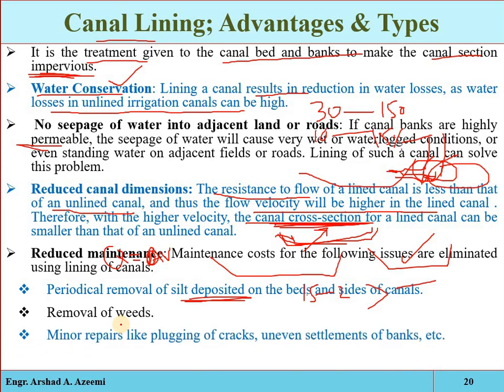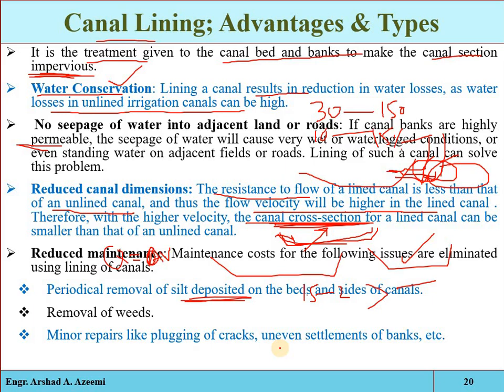More repair, like plugging up cracks and uneven settlement of banks, which are more occurrable. We can say that damages in the unlined canal will also be avoided. So these are just the different advantages if you line a canal. Most importantly, the losses will be controlled and the water will be conserved.